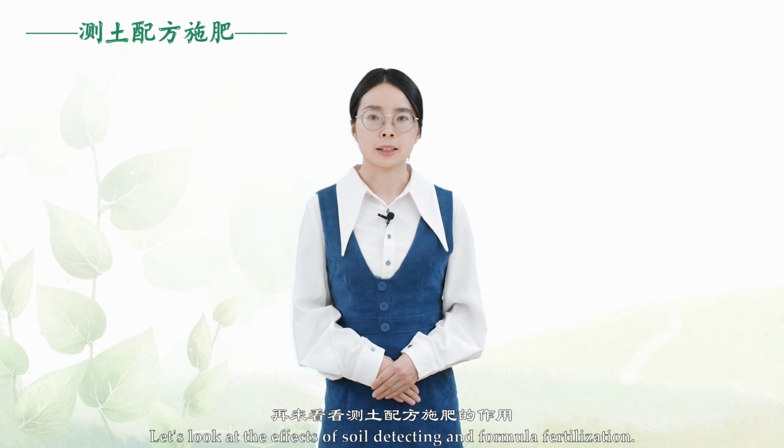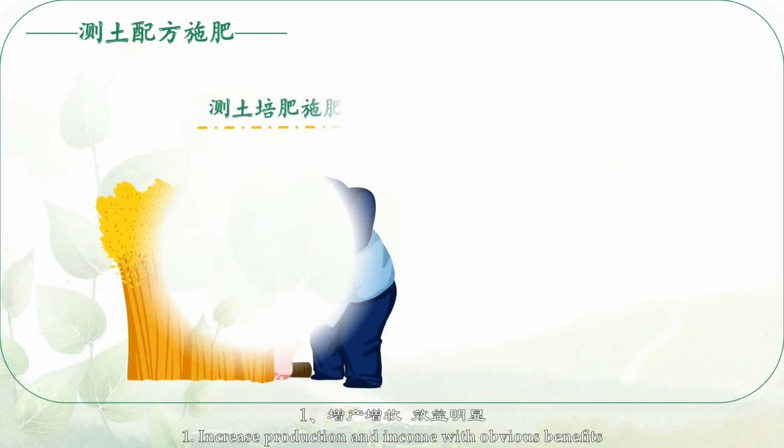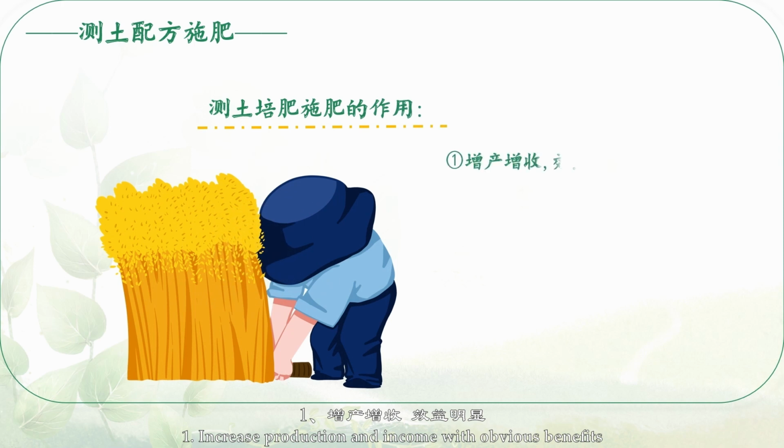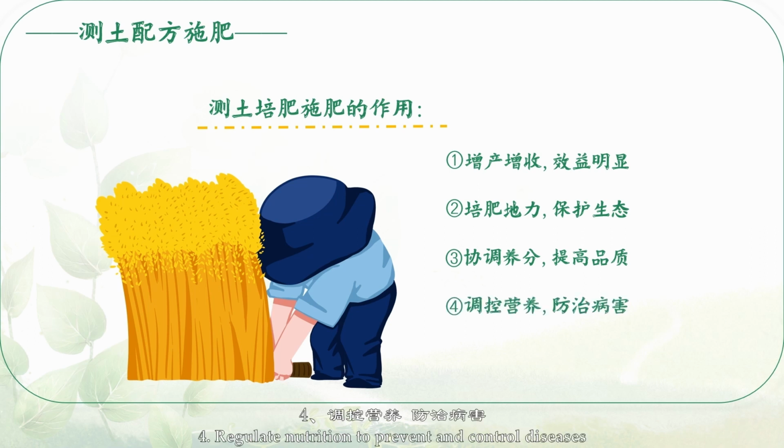Let's look at the effects of soil detecting and formula fertilization. 1. Increase production and income with obvious benefits. 2. Fertilize the soil and protect the ecology. 3. Coordinate nutrients to improve quality. 4. Regulate nutrition to prevent and control diseases. 5. Reasonable distribution of limited fertilizer sources.